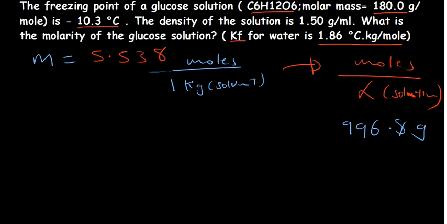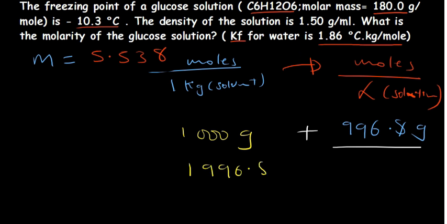So we can actually add the mass of the solute we found to the mass of the solvent. A kilogram is 1,000 grams. So if we add, we have 1996.8 grams as the mass of the solution.